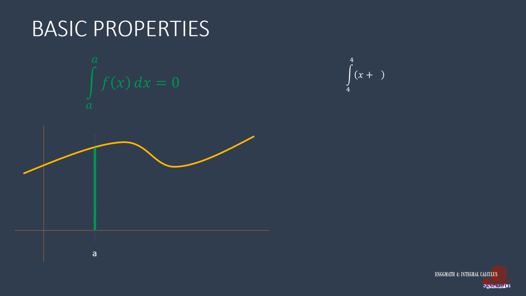For our numerical example, take the integral of x plus 5 dx from 4 to 4. The antiderivative of the differential becomes x squared over 2 plus 5x, where the limits are from 4 to 4. Plug these limits and get 4 squared over 2 plus 5 times 4 minus the same quantity as the lower limit is also 4, leading to the answer of 0.